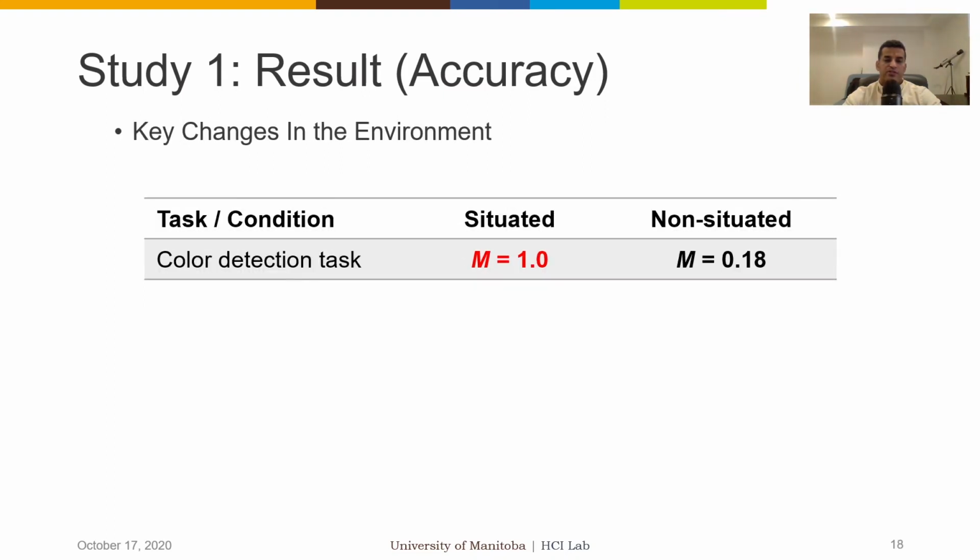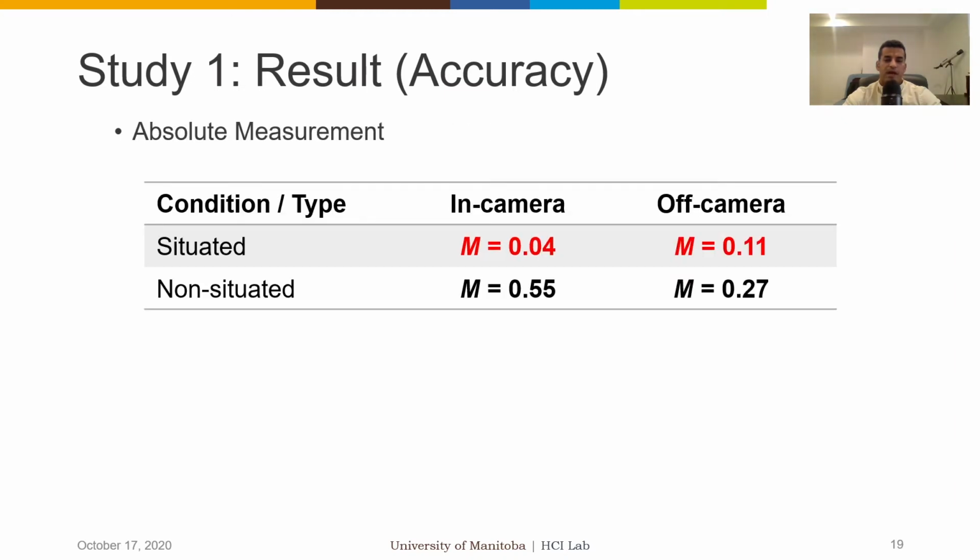In key environment changes, participants in the situated condition responded perfectly with a mean of 1 on the color detection task, while participants in the non-situated condition did poorly with a mean of 0.18. In absolute measurement, participants in the non-situated condition made significantly larger error with a mean of 0.55 compared to participants in the situated condition with a mean of 0.04.